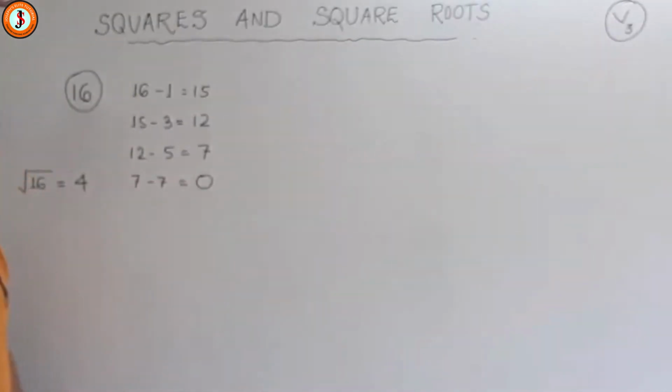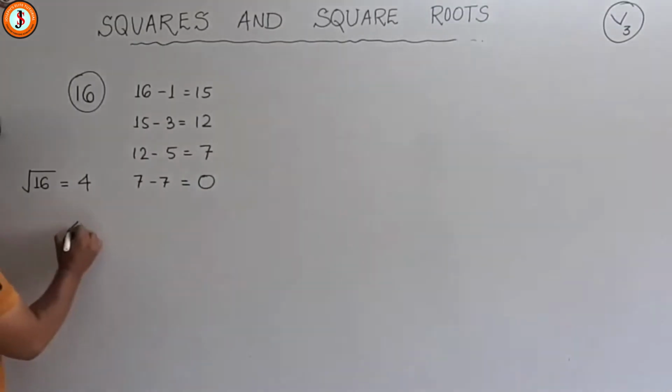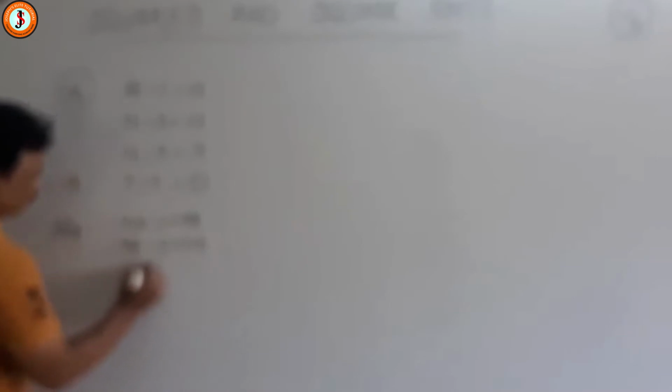The calculation part is my part in teaching. So anyway, let us see. 49 we have to find. Then 49 minus 1 is 48. Then 48 minus the second number, 3, will be 45. Now 45 minus 5 will be 40. Then 40 minus 7 will be 33. Then 33 minus 9 will be 24. Then 24 minus 11 will be, God knows how much, 13. And 13 minus 13 will be equal to 0.